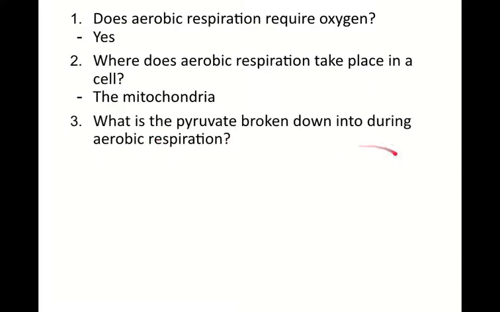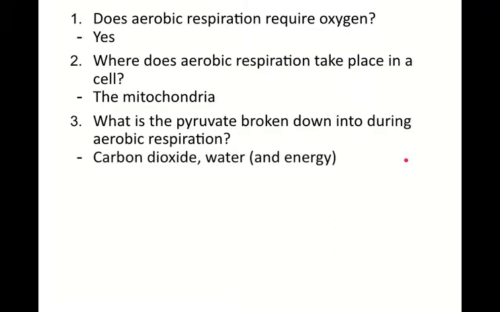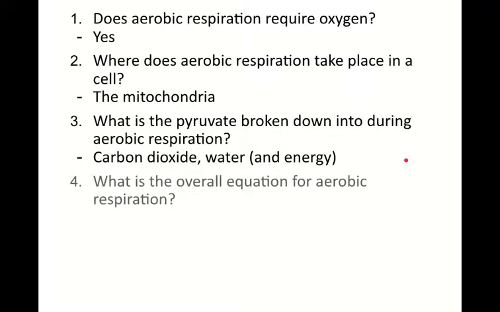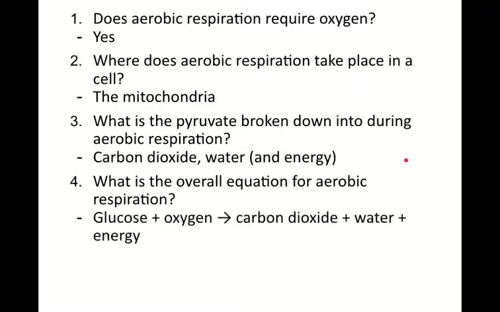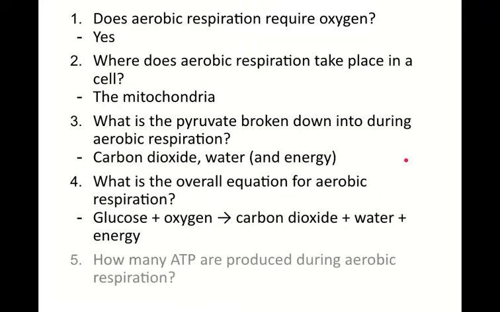What is the pyruvate broken down into during aerobic respiration? Carbon dioxide, water, and energy. Number 4, what is the overall equation for aerobic respiration? Glucose plus oxygen, arrow, carbon dioxide plus water plus energy. And finally, for number 5, what is the yield of ATP produced during aerobic respiration? We just have to say many, so many ATP.